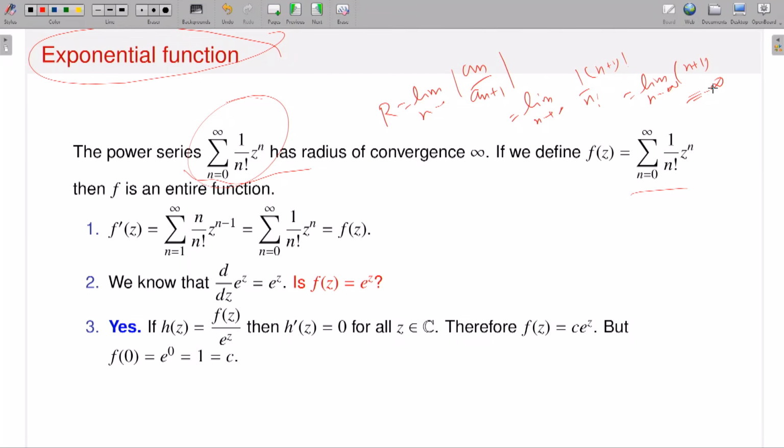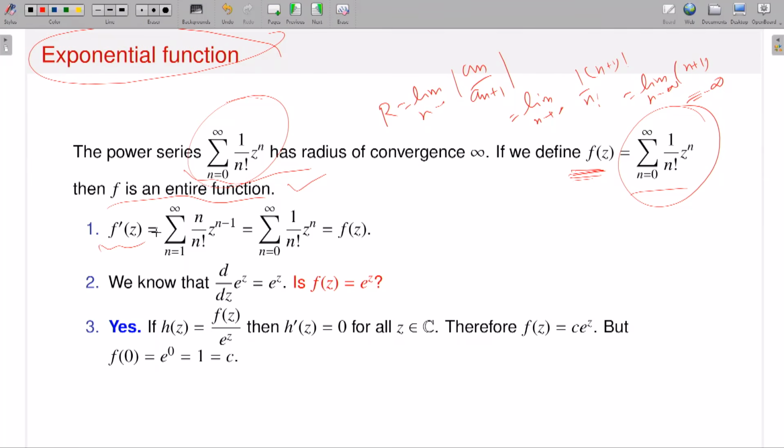So now it will have a sum function. Let the sum function be small f, because it converges everywhere in the complex plane. I will show that this sum function f is nothing but e to the power z. First of all, f is an entire function, because the radius of convergence of this power series is infinity. That means it is analytic everywhere in the complex plane, and therefore it is an entire function. This is the first one.